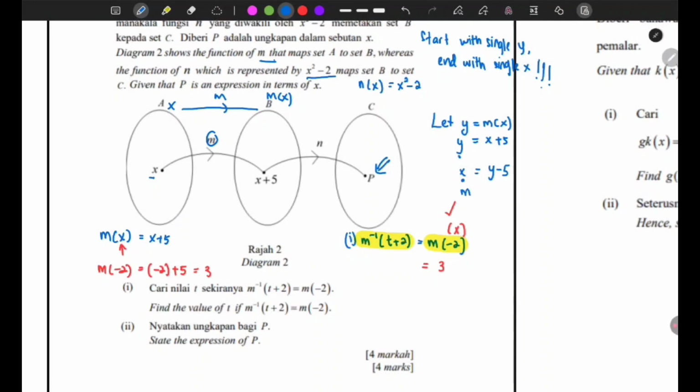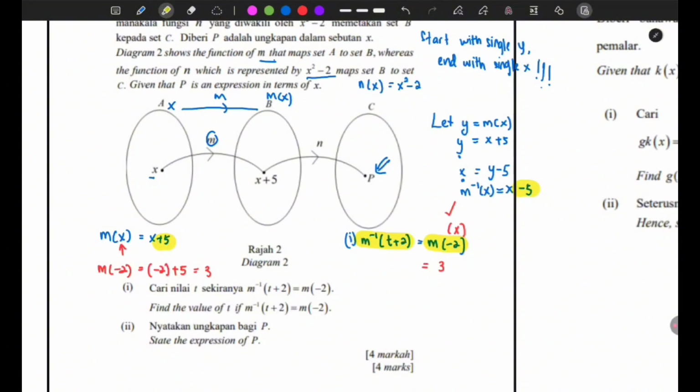Then I can actually put my m inverse x. Just replace the y into the x. x minus 5, done. And you can see that inverse means terbalik, so plus 5 and I inverse make it minus 5. Terbalik, so it's minus. If the normal one is times, the inverse should be divide. If the normal one is plus, the inverse should be minus. Terbalik means the sign also must be terbalik.